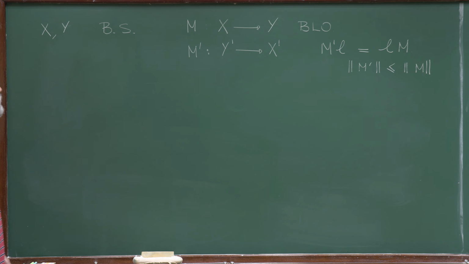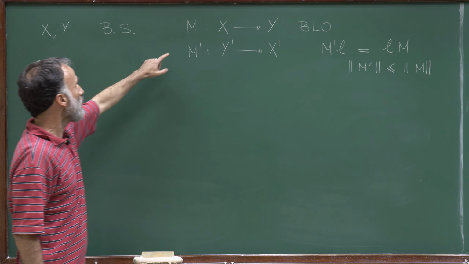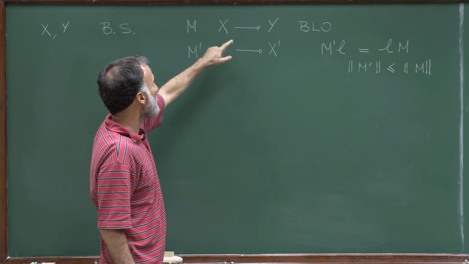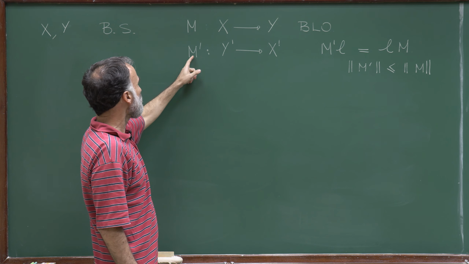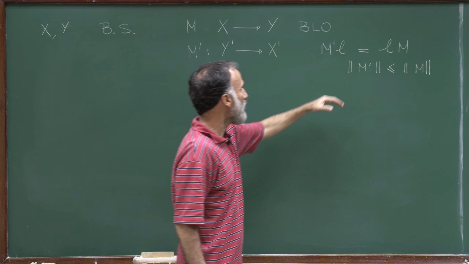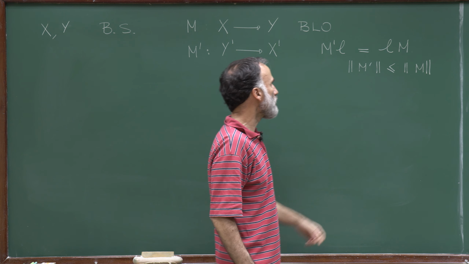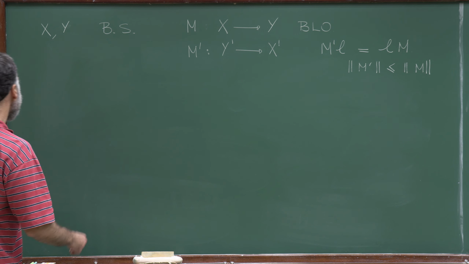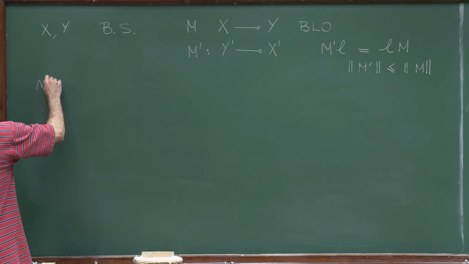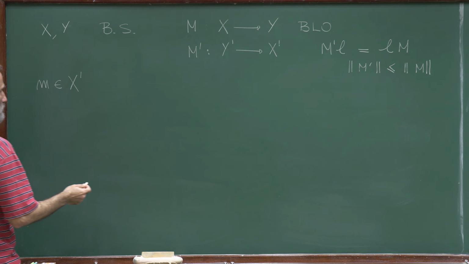So here is a summary of what we did up to now. We have two Banach spaces, X and Y, and a bounded linear operator M from X to Y. So we defined a bounded linear operator M prime from Y prime to X prime by this equation, and we proved that the norm of M prime is bounded by the norm of M.